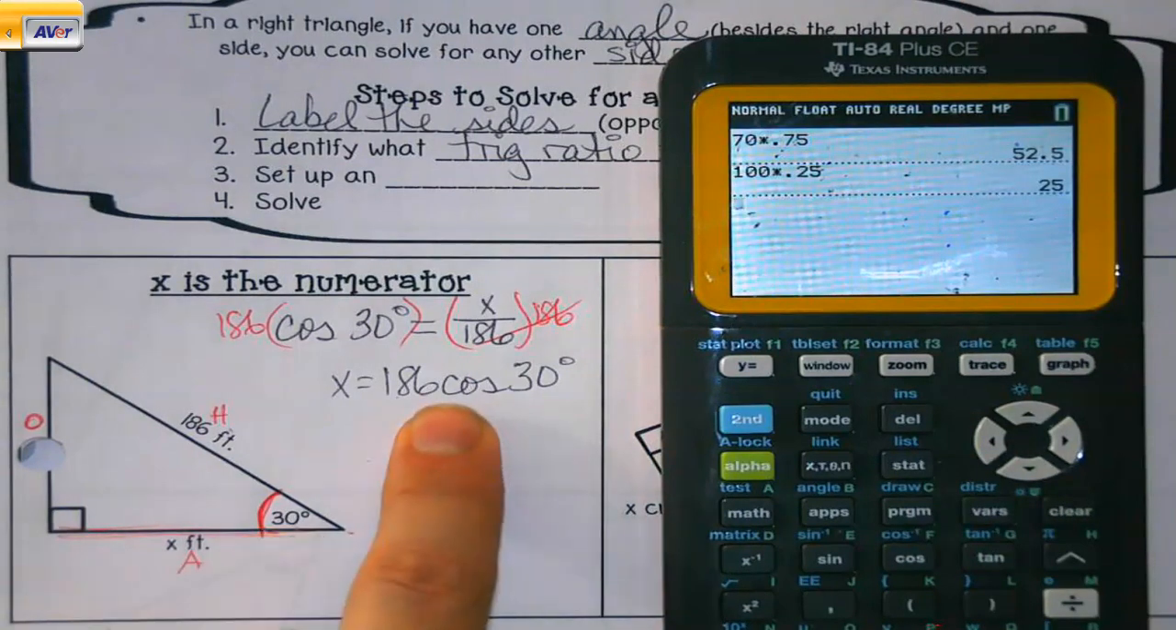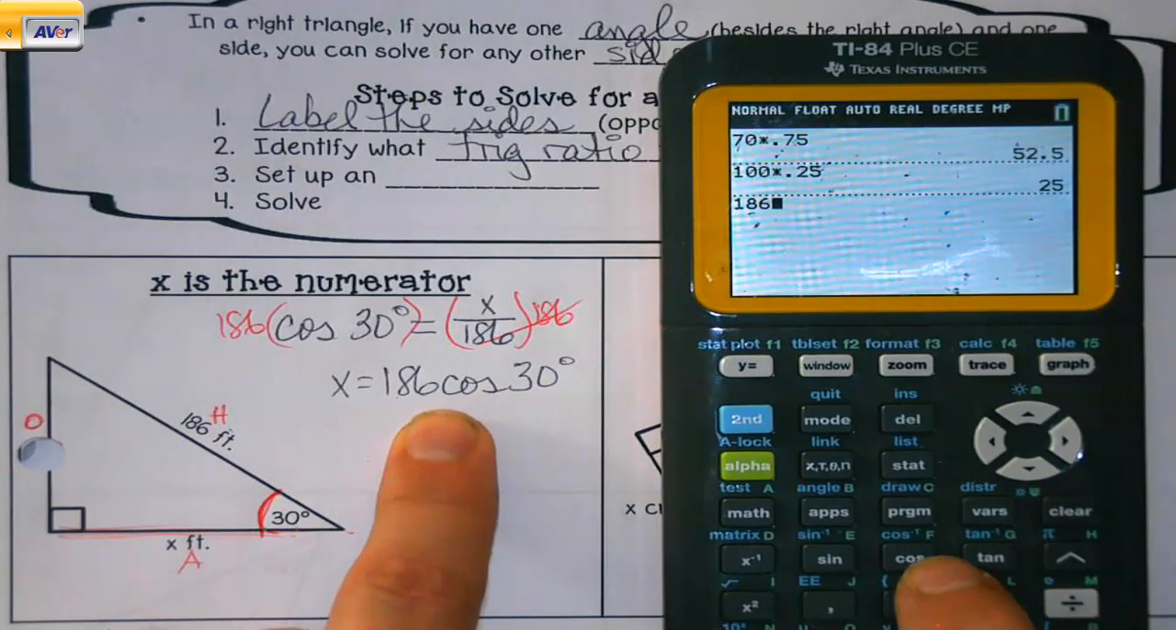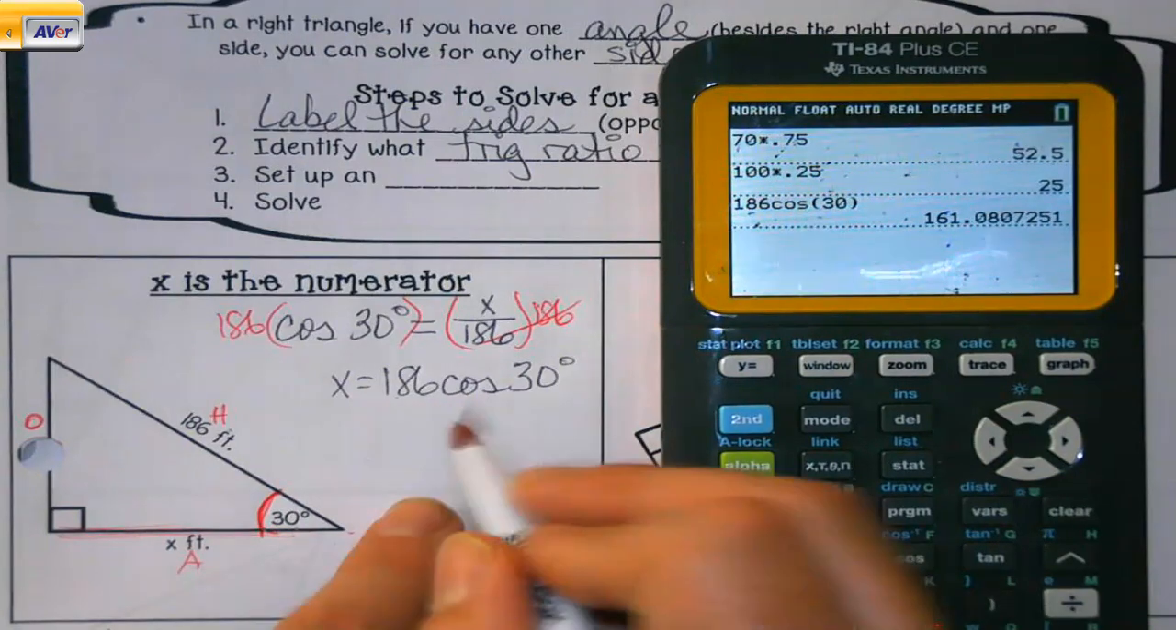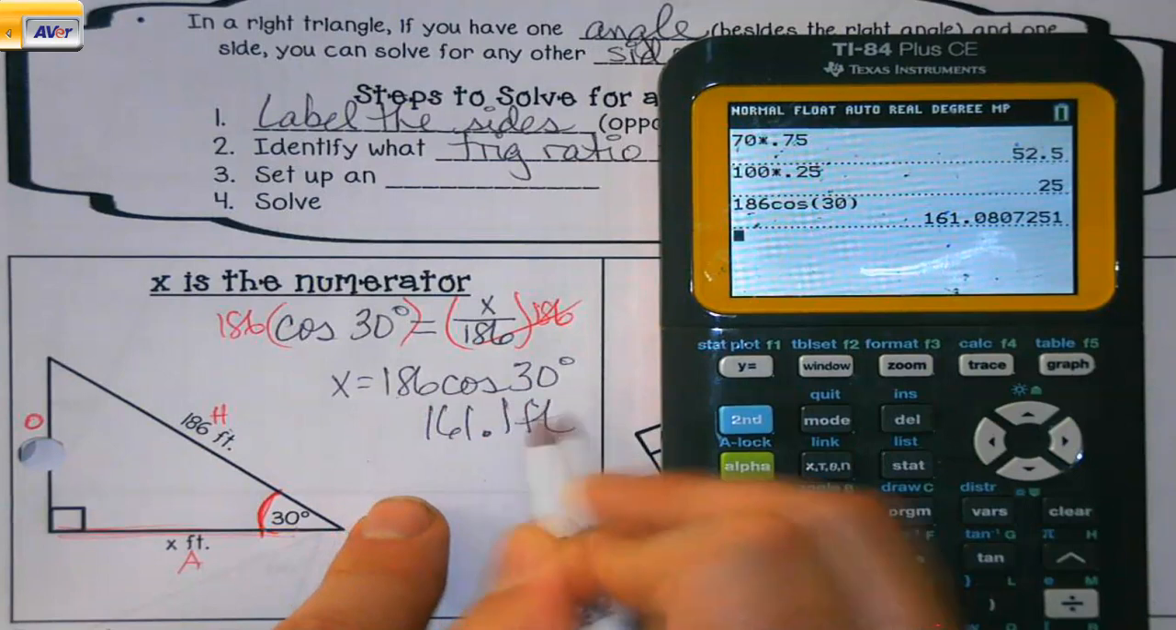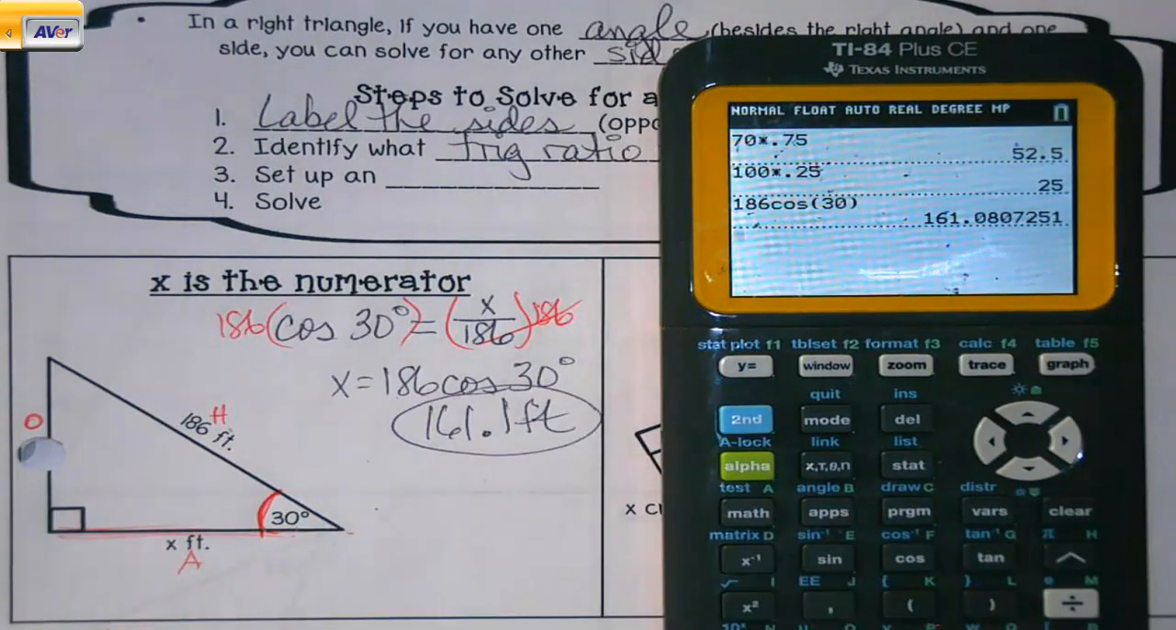And we type in exactly what we see here. 186, cosine right above the parenthesis. Normally round to the nearest tenth with those. But that's it. That's going to be our main challenge.